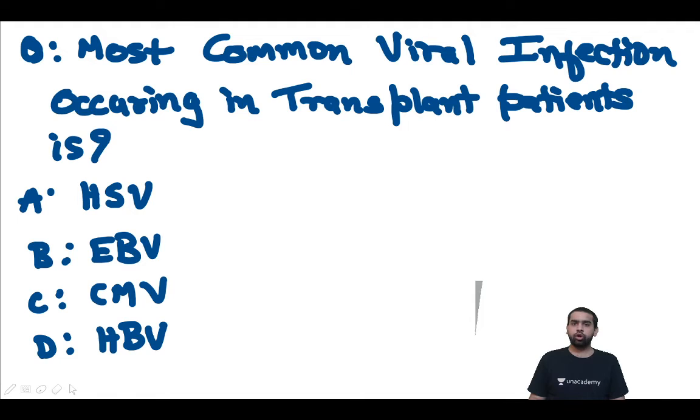Now, the most common viral infection occurring in a transplant patient. You did tell me that the most common organism which can infect your transplant patients is a virus, and the maximum risk is for the first 6 months. What I'm trying to ask you here is, what is the most common viral infection which can occur in a transplant patient? Is it herpes simplex virus, Epstein-Barr virus, cytomegalovirus, or hepatitis B virus? What is the answer, guys?